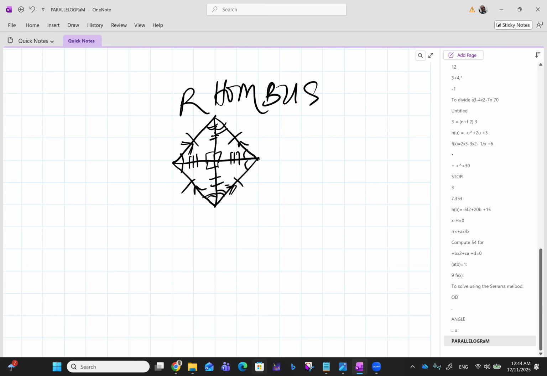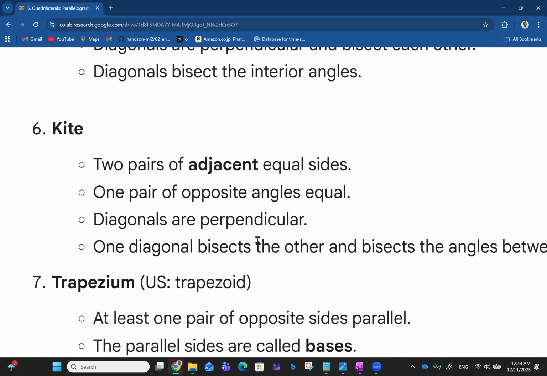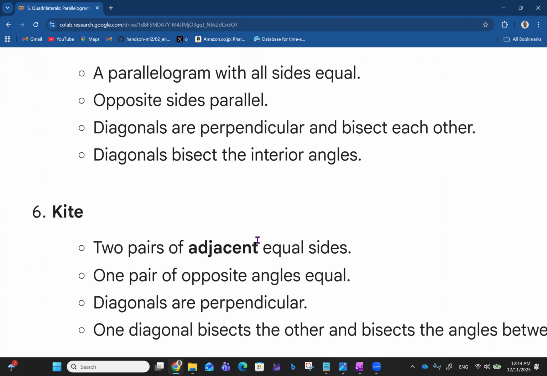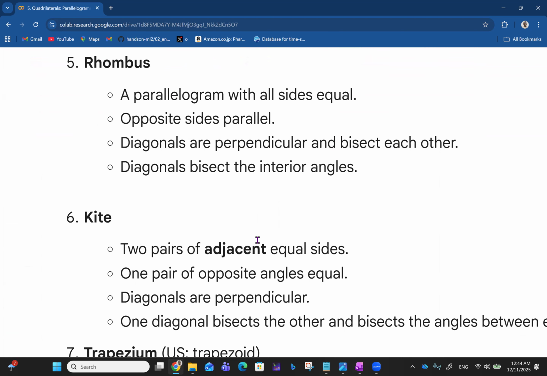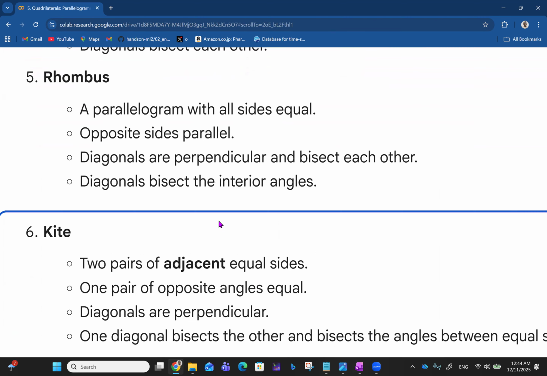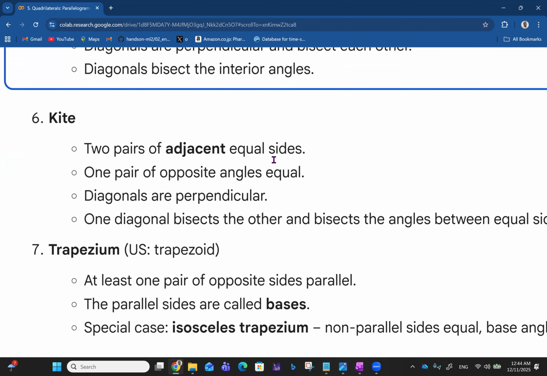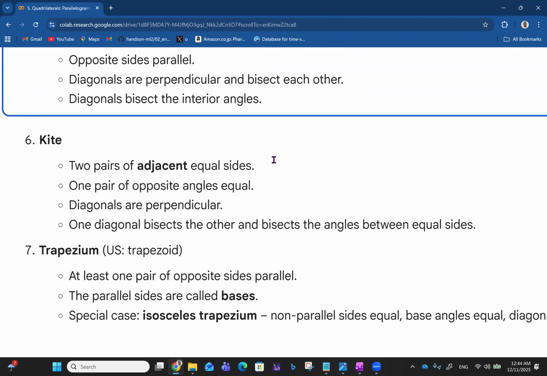Now, very trickily, we are going to talk about a kite. A kite is just like a rhombus, except that all the sides are not the same. So for a kite, we have two pairs of adjacent equal sides, one pair of opposite angles equal, diagonals are perpendicular, one diagonal bisects the other, and bisect the angles between equal sides.